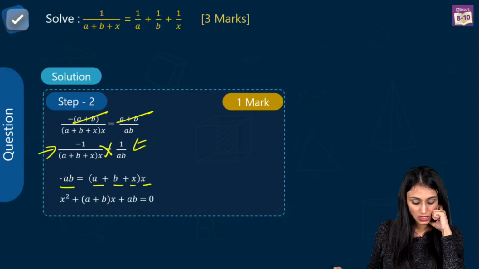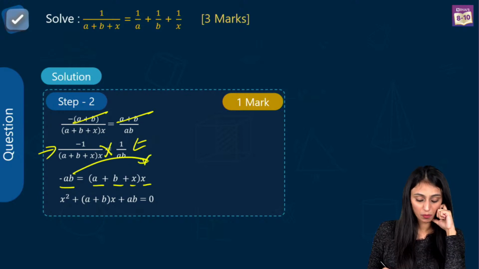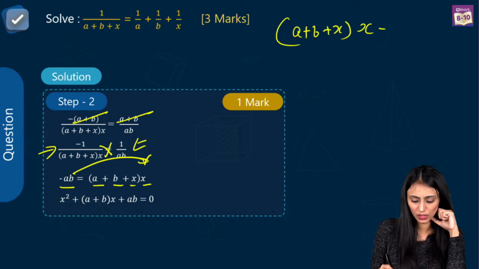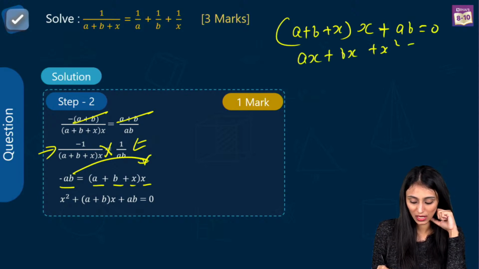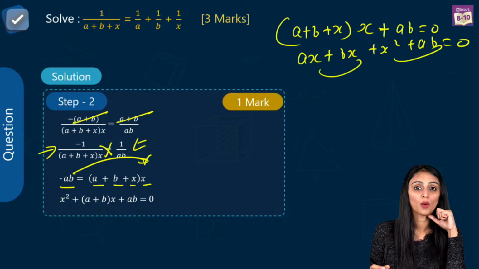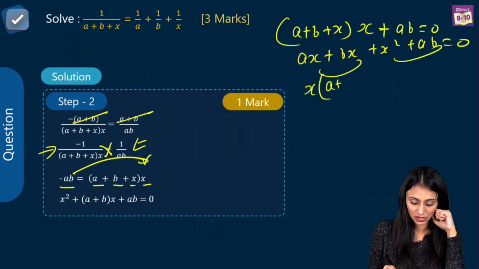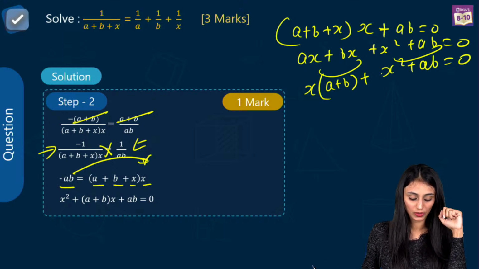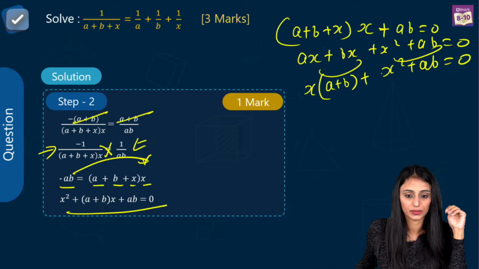So simply I'll take this ab to the other side. It will be positive. So once I take this to the other side, we have a plus b plus x times x plus ab. I'm just showing you the step that is missed here. This becomes ax plus bx plus x square plus ab equal to 0. We have to take common from the consecutive terms, right? So we have x here, a plus b here, and here we have got ax, bx and x square plus ab. From here, we will leave this as it is, x square plus ab equal to 0. So it's written in the standard form here.